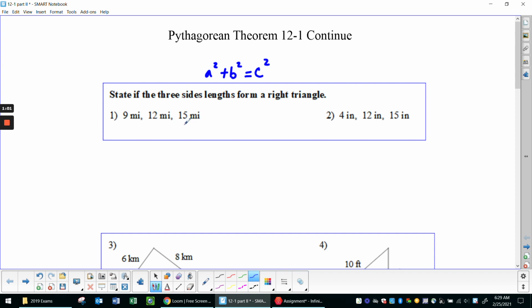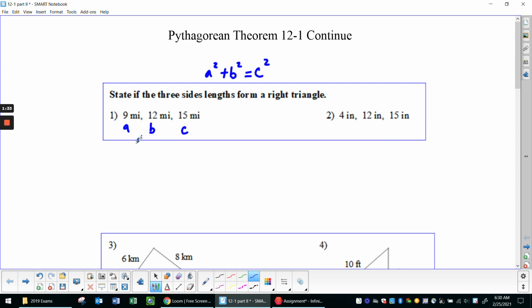So the first thing we're going to do is figure out which one is A, B, and C. And we know that C is the longest side, so the bigger number has to be C, which is going to be 15 here. Okay, so C is 15, and A and B are 9 and 12. We figure that out, and then A and B are just interchangeable, so it's not a big deal.